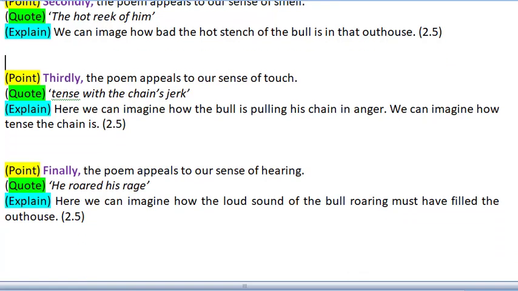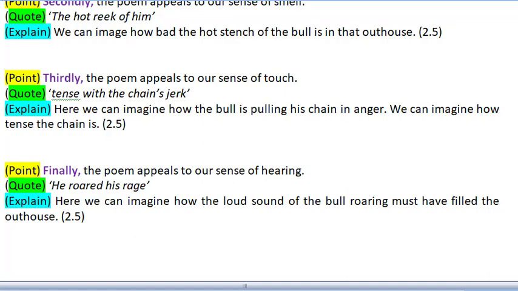Jump a line, final paragraph, formula, point, quote, explain. Finally, the poem appeals to our sense of hearing. Open quotation, he roared his rage. Close quotation. Here we can imagine how the loud sound of the bull roaring must have filled the outhouse. Again, 2.5 marks.